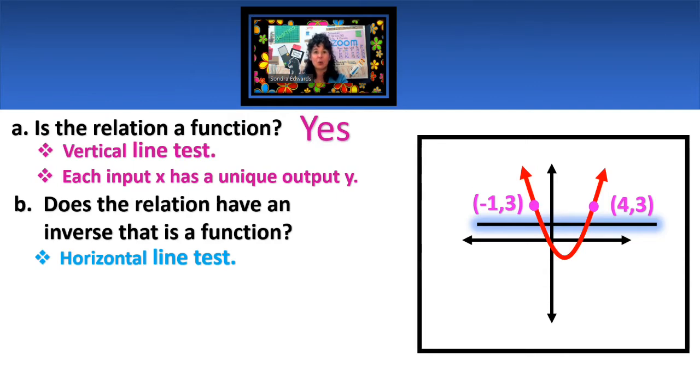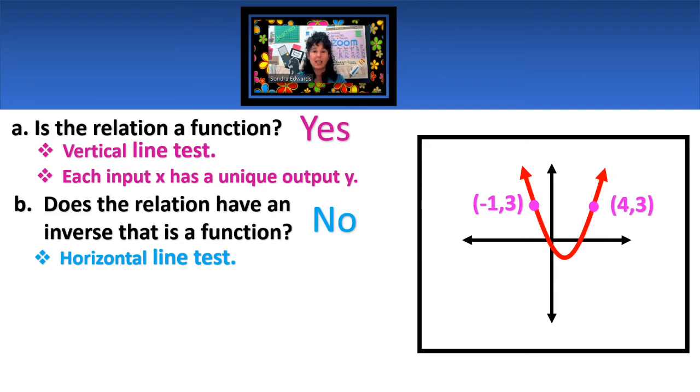I stopped this horizontal line right there to show you that we are in contact with the graph in 2 spots at the same time. So since we are in contact at 2 points at the same time, it does not pass the horizontal line test. So this relation is not going to have an inverse that's a function.